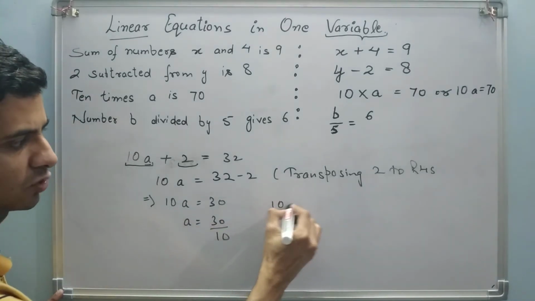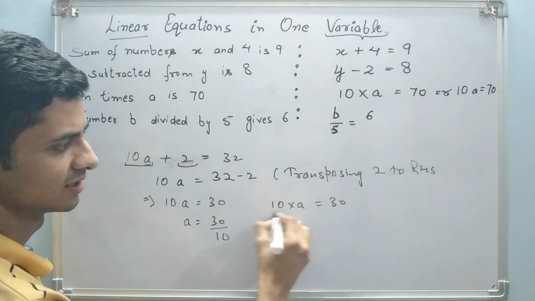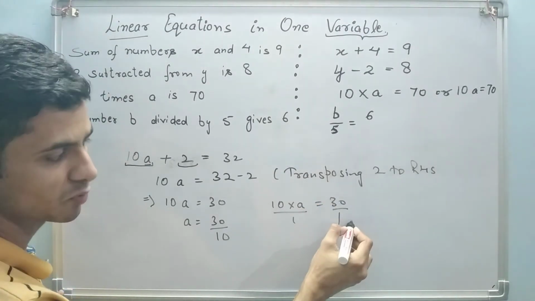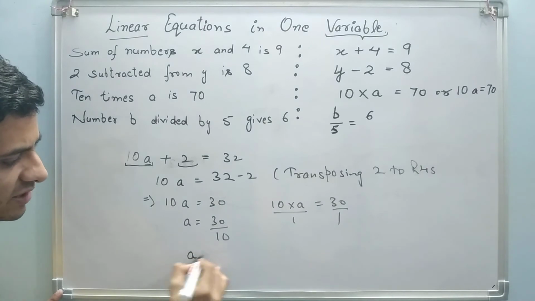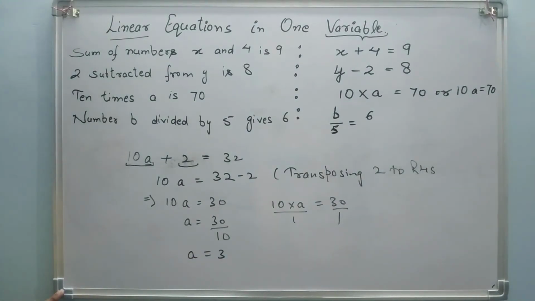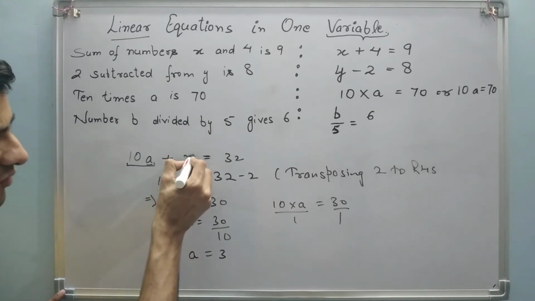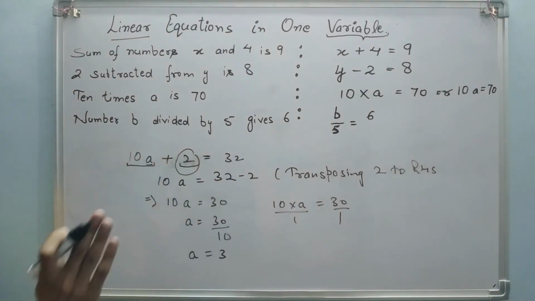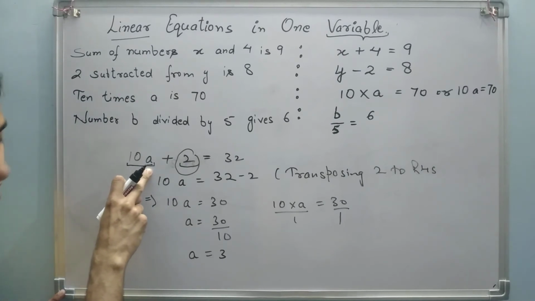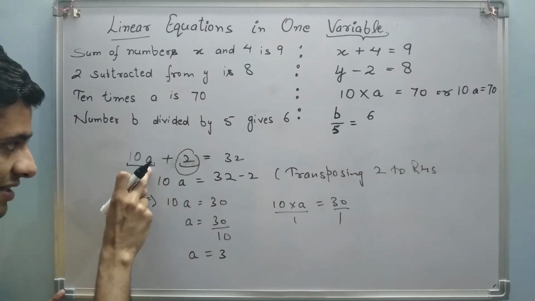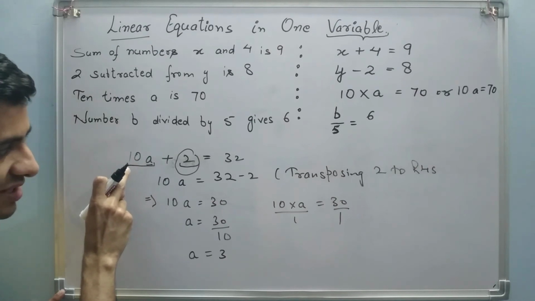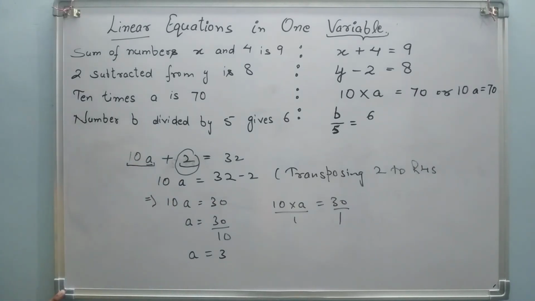Here it is 10 into a is equal to 30. Here is 1, here is 1. So 10 can be brought to the denominator. a equal to 30 upon 10. a is equal to 3. So in this way, we can solve the question. First of all, we have to remove this constant part, the term in which a is not there. Then the term along with the 10, we will remove this 10 and straight away we will get the value of a. So in this way, we can solve these linear equations in one variable.